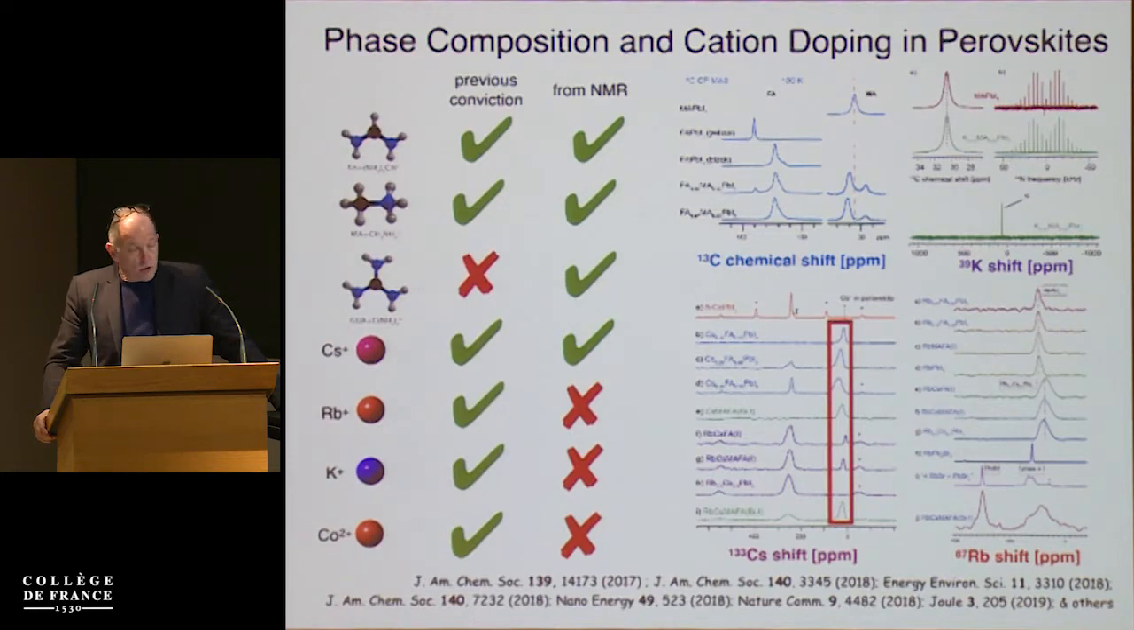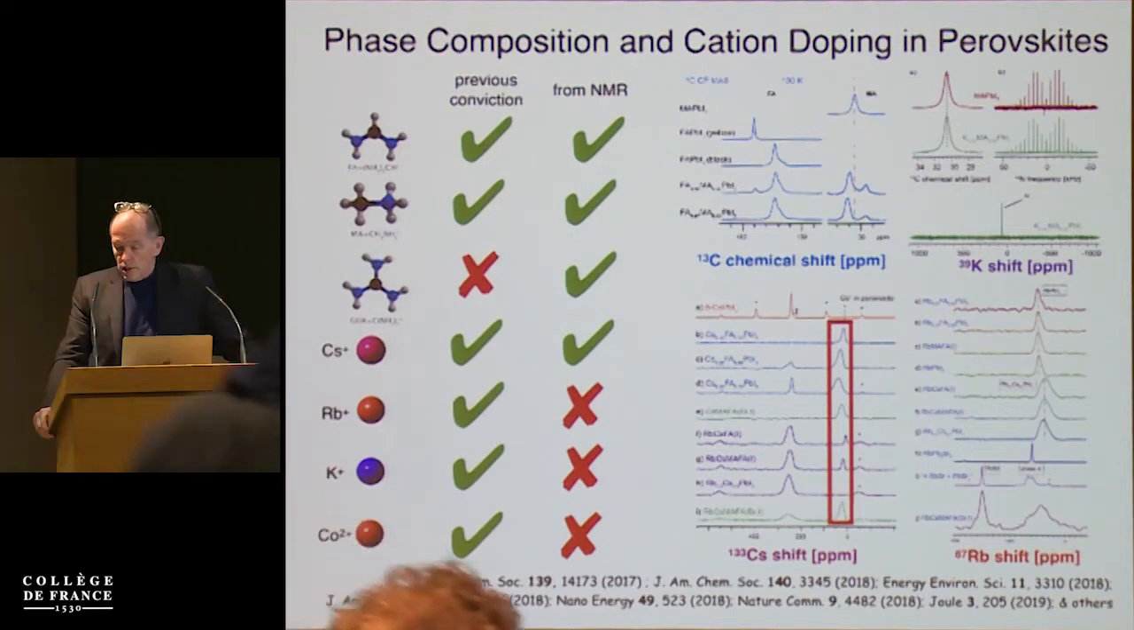And just on the left, I'm not going to go into this, but on the left you can see what the previous conviction was about the structure, phase composition, and cation doping in perovskites from other methods. And from NMR we can clearly see that basically it's random. So half the time they got it right, and the other half the time they got it completely wrong. And the NMR answers here are ambiguous. If you're interested in this, go and see this stream of papers which is being produced at the moment.